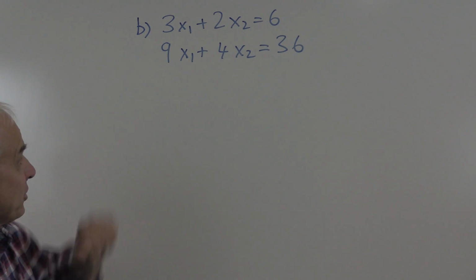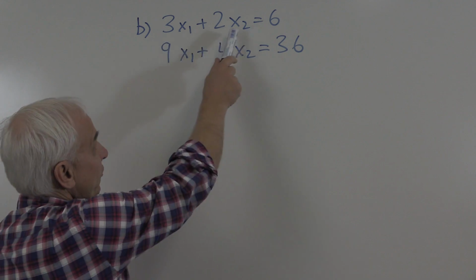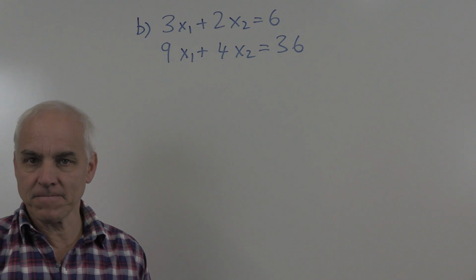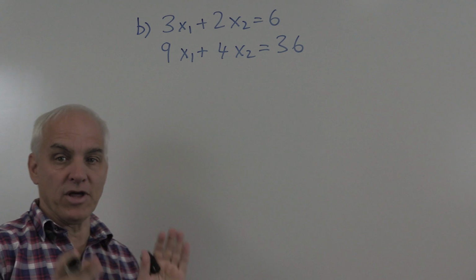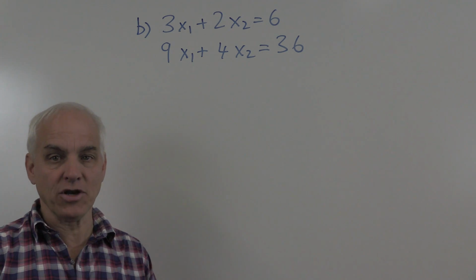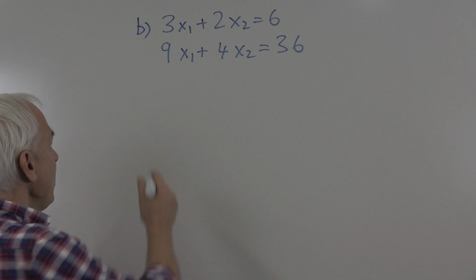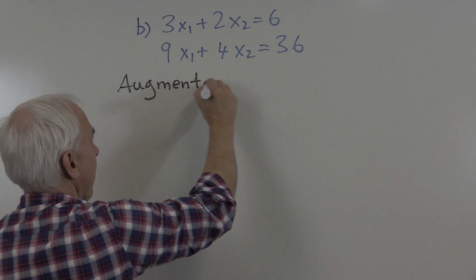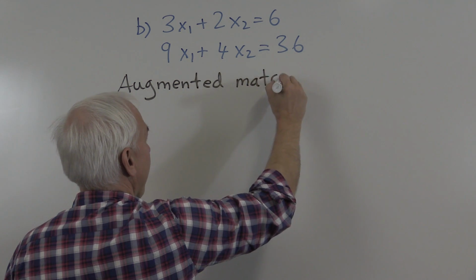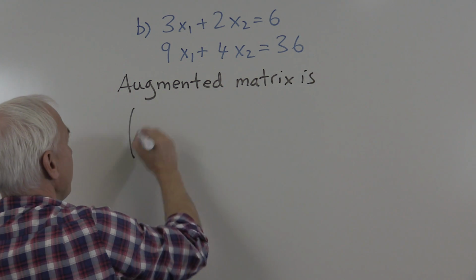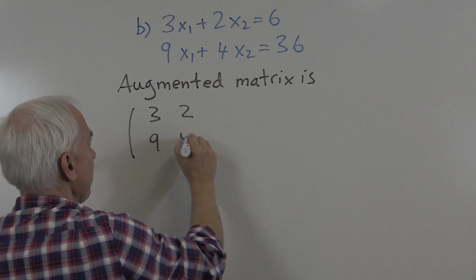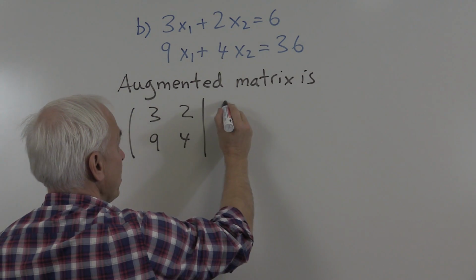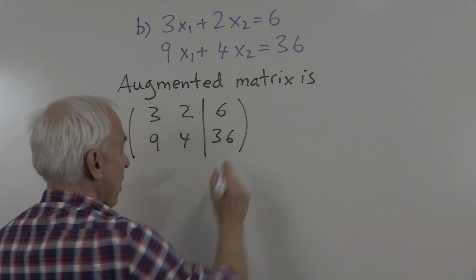Okay, let's have a look at the second question here, which is 3x1 plus 2x2 equals 6 and 9x1 plus 4x2 equals 36. We're going to now proceed directly to the matrix formulation and the matrix solution of this system of linear equations. So the augmented matrix is 3, 2, 9, 4, a line to separate the left-hand side of the equation from the right-hand side of the equation, and 6, 36 on the right-hand side.